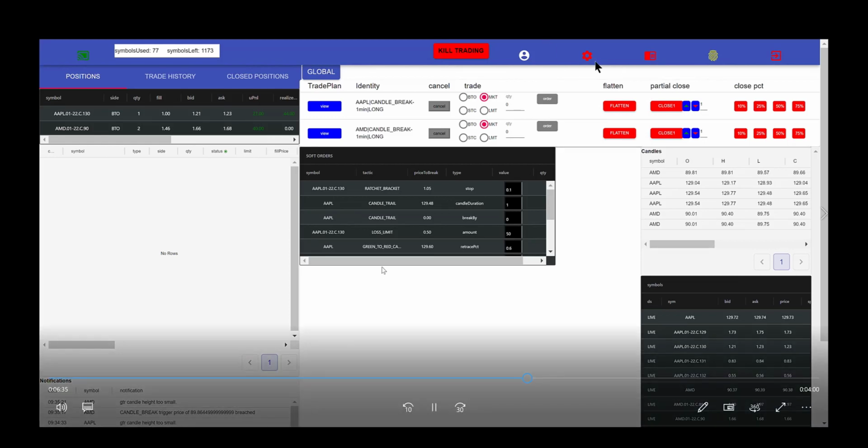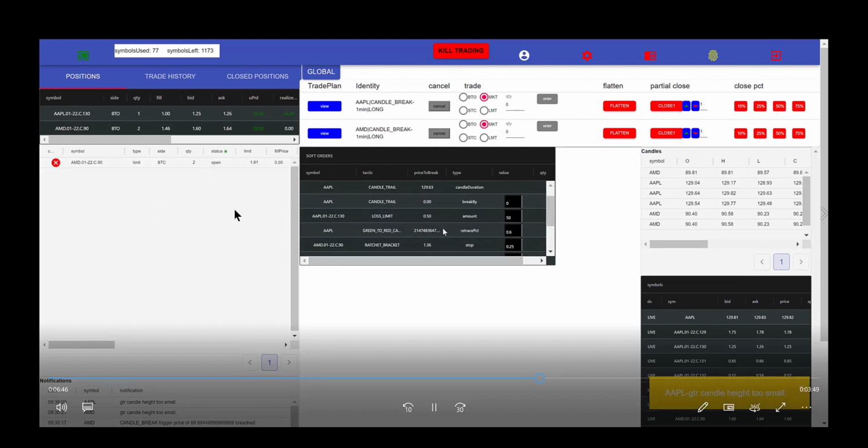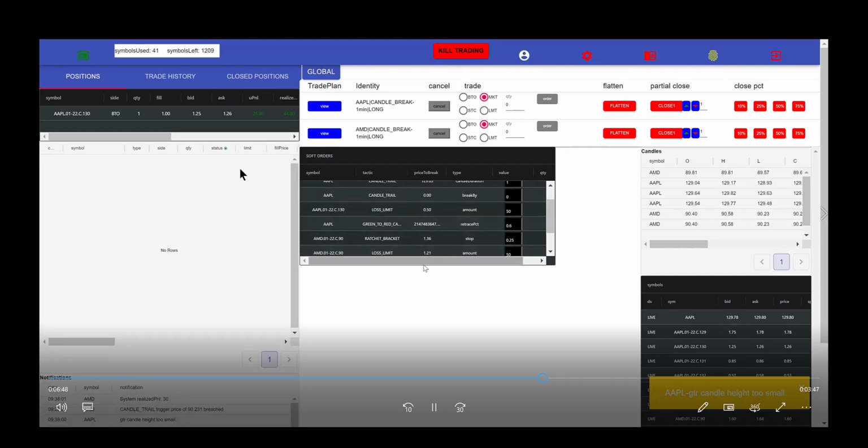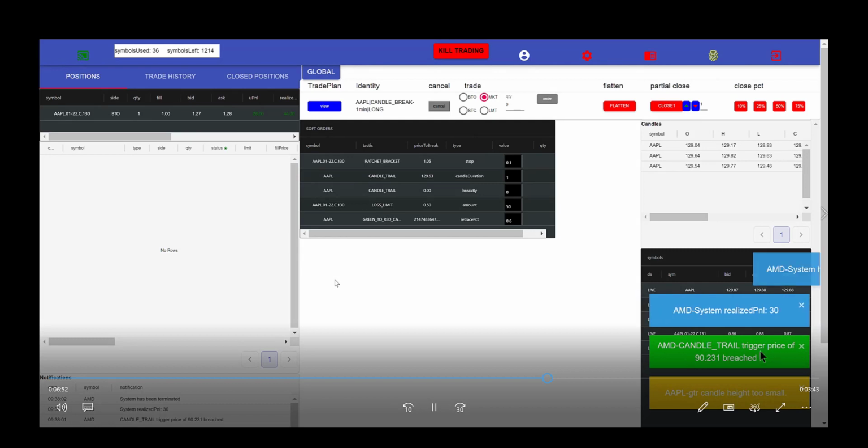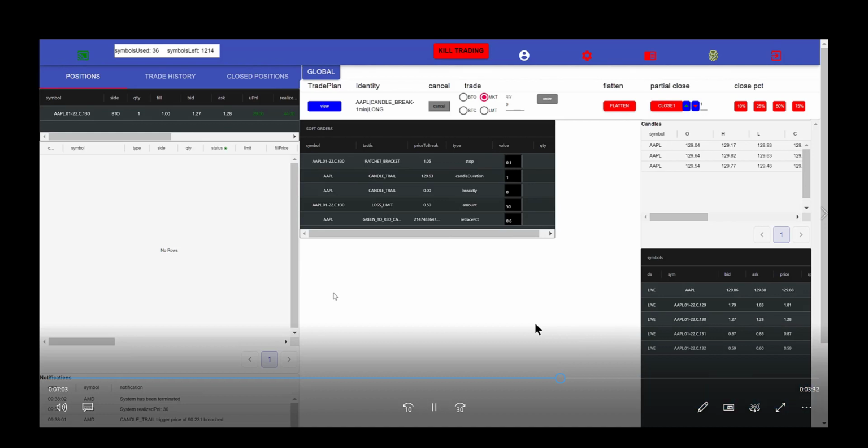You'll also notice that there are manual overrides here. So he could flatten, he could close anything, and whatever orders are out there. Okay, so AMD actually just got stopped out. So the low of the prior candle was breached. So that candle trail got him out, and he made a $30 profit in total.